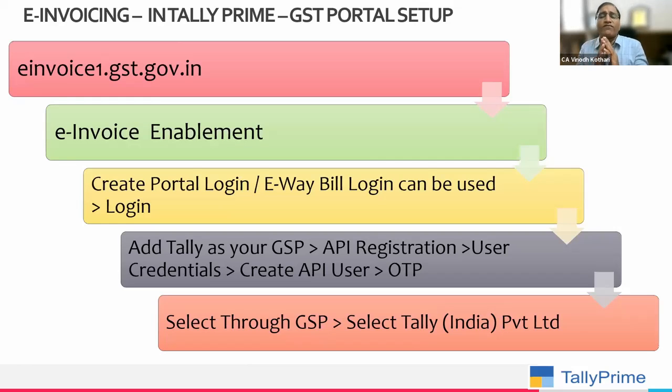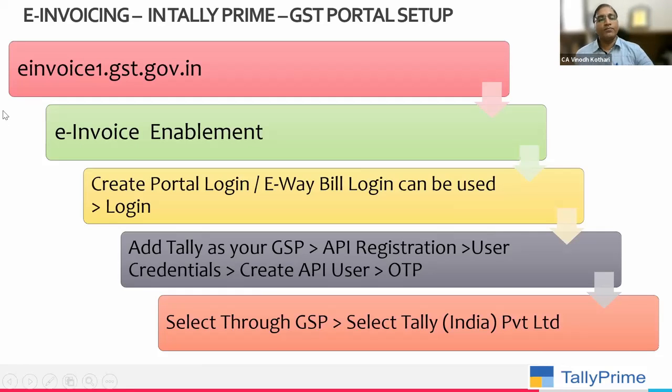So now, the setup of GST outside Tally. I said two setups, one in Tally, another outside Tally. Outside Tally, the setup is: first you go to einvoice1.gst.gov.in. This is the portal you have to go to, which we have seen. There you first have to check whether e-invoice is applicable to you or not. If it is applicable, then you have to enable e-invoice. Just because your turnover is 20 crores, does the department know automatically? No. You have to go to a particular area and enable it.